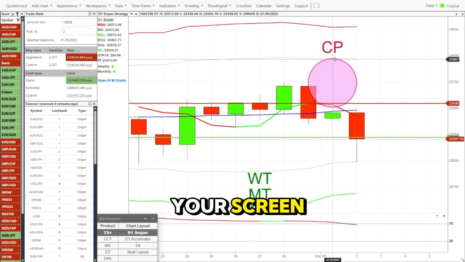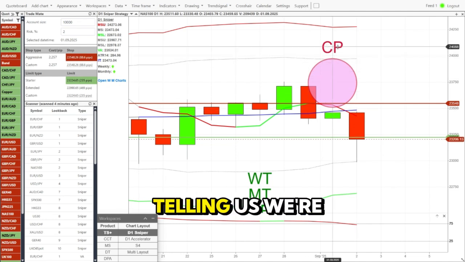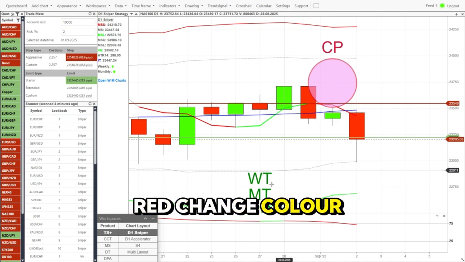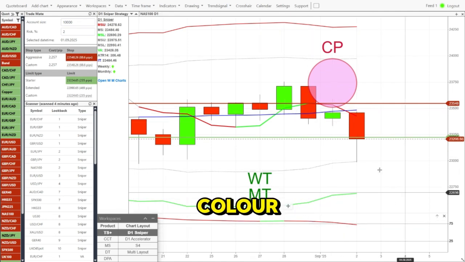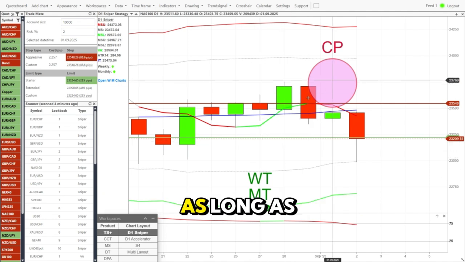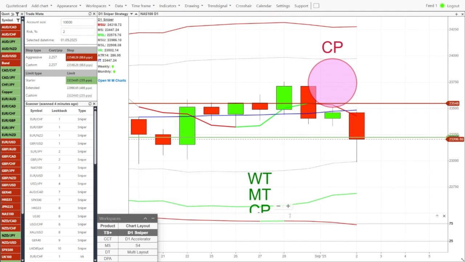So what do you see on your screen? First of all, red sniper disc. We have a CP up here telling us we're supported by a charting pattern. We also have a green to red change color and a green to red change color. These are called the trend signal line and the vector average line respectively. As long as you have all three of these lined up, sniper, green to red, then it's a valid trend signal trade.